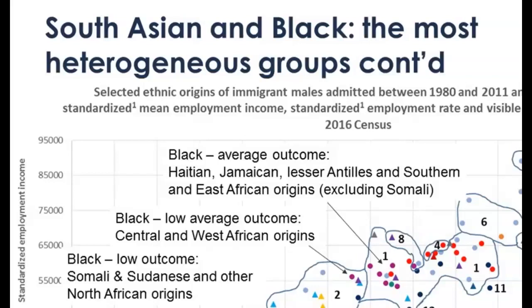Even more heterogeneous for the Black population, they are dispersed in at least three different big groupings that I made, with the Somalis and the Sudanese and the other North African origins being the most vulnerable ones.